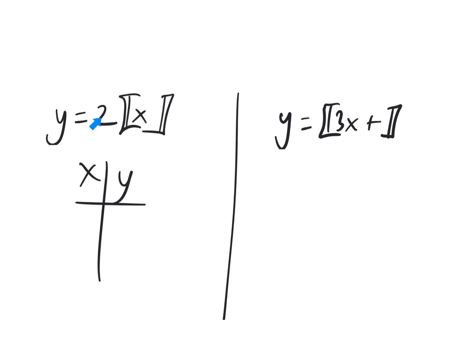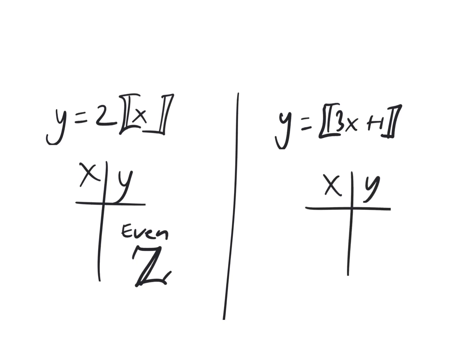No, this did not affect the size of the step. It gave us all even integers. So when it gave us all even integers, was that affecting the x or was that affecting the y? It was affecting the y because we were saying even integers. So this number on the outside affected the y. Ooh, there's supposed to be a 1 here. My bad.